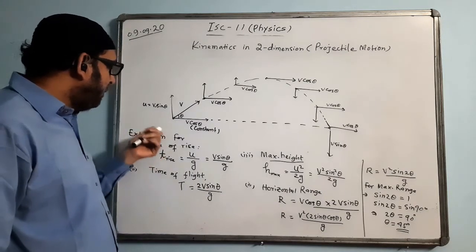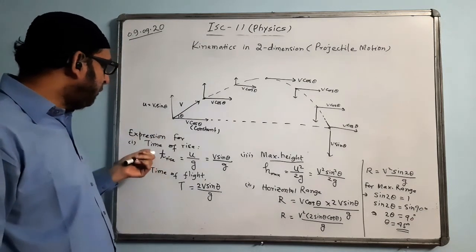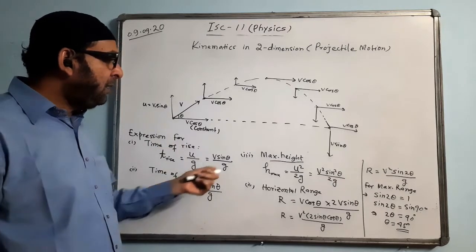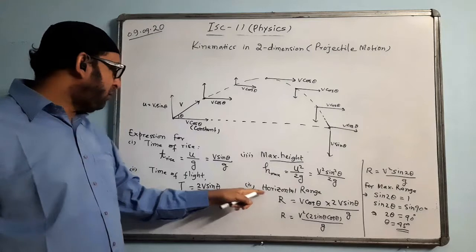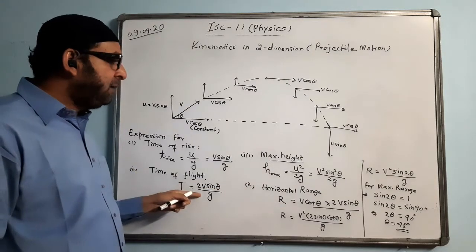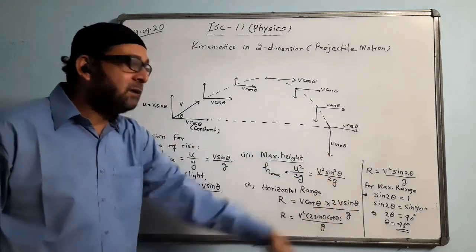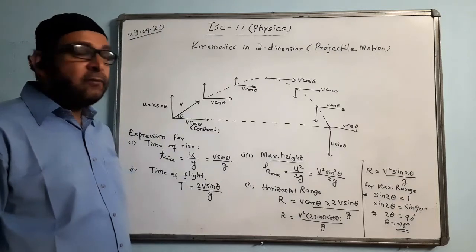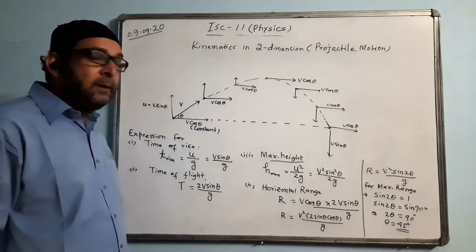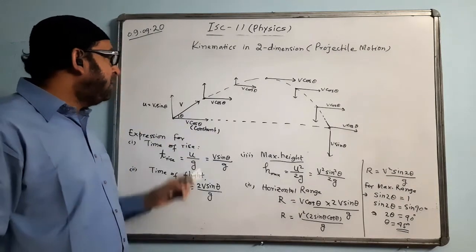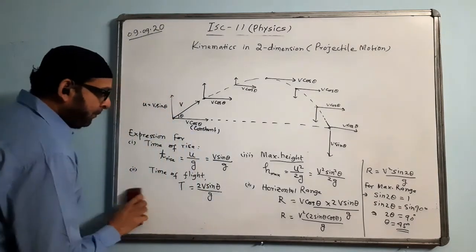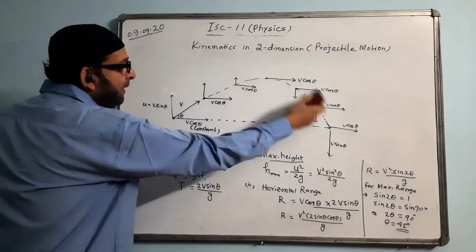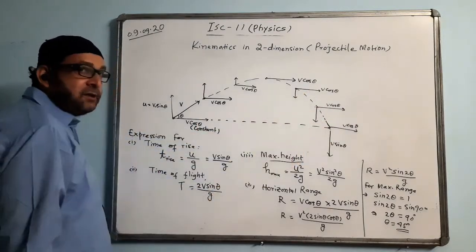You may get questions to derive expressions for time of rise, time of flight, maximum height, horizontal range. Even to find horizontal range, you have to find the time of flight, and then you impose the condition for maximum horizontal range, and the value will become 45 degree. So this is the first part of this chapter. This path is called a parabola, like a parabolic arch type.